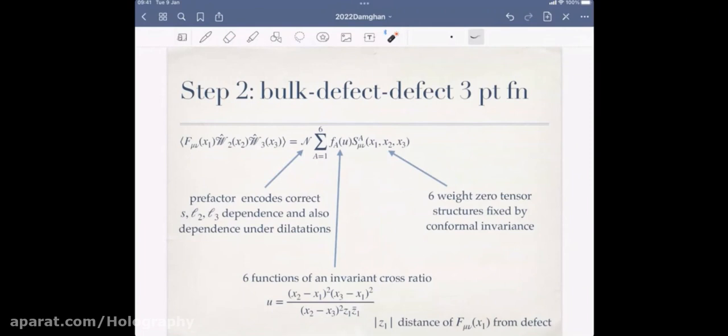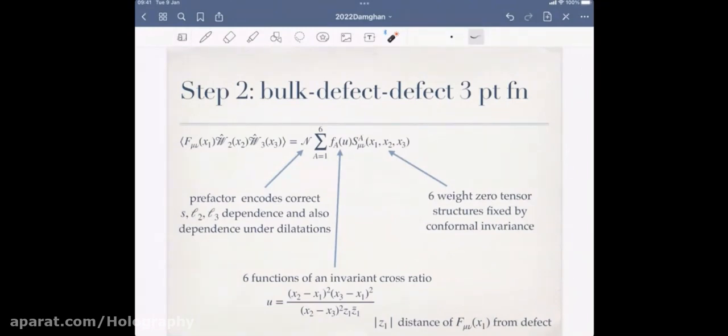It's a rather complicated looking object. So you're using conformal symmetry to constrain this object. It depends on 6 weight 0 tensor structures and 6 functions of an invariant cross ratio. Already with 1 bulk and 2 boundary points, you can construct an invariant cross ratio from the locations of those operators. This is a little bit different from regular conformal field theory, where you need at least 4 points to get a cross ratio. Here with a boundary, 3 is enough if 2 of them are on the boundary.